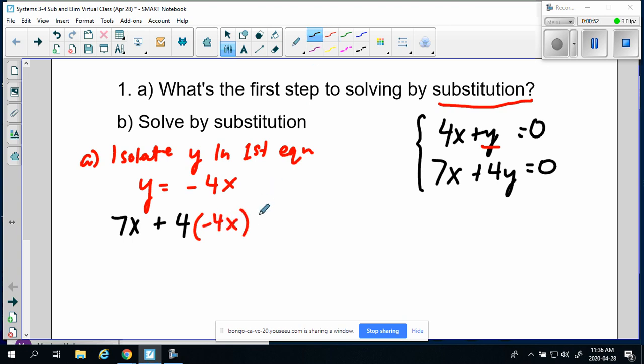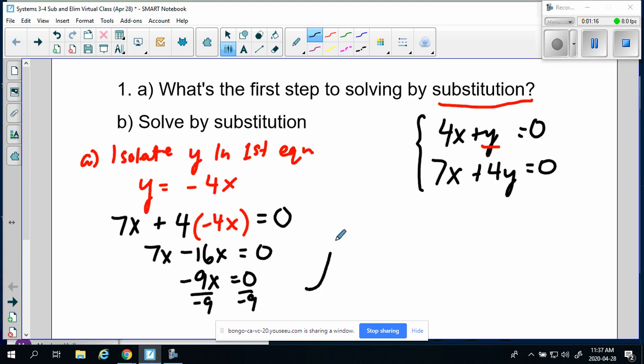It's important to understand why we're doing this. We do this so that we can get an equation in only one variable. And now we've gotten rid of our y's in this equation and we've only got x's, which means that now we can solve it. So we can continue to solve for x. And if we divide both sides by -9, we are going to get that x is equal to 0.